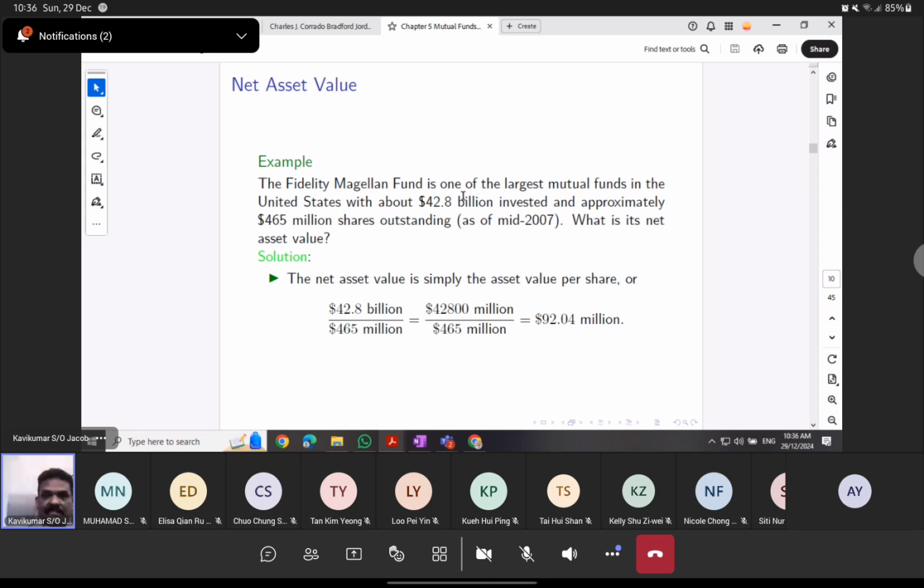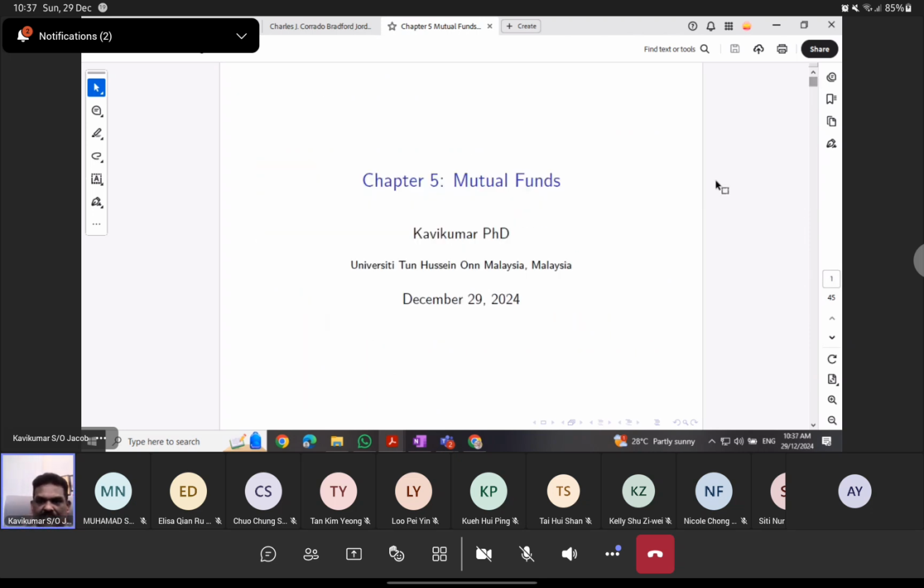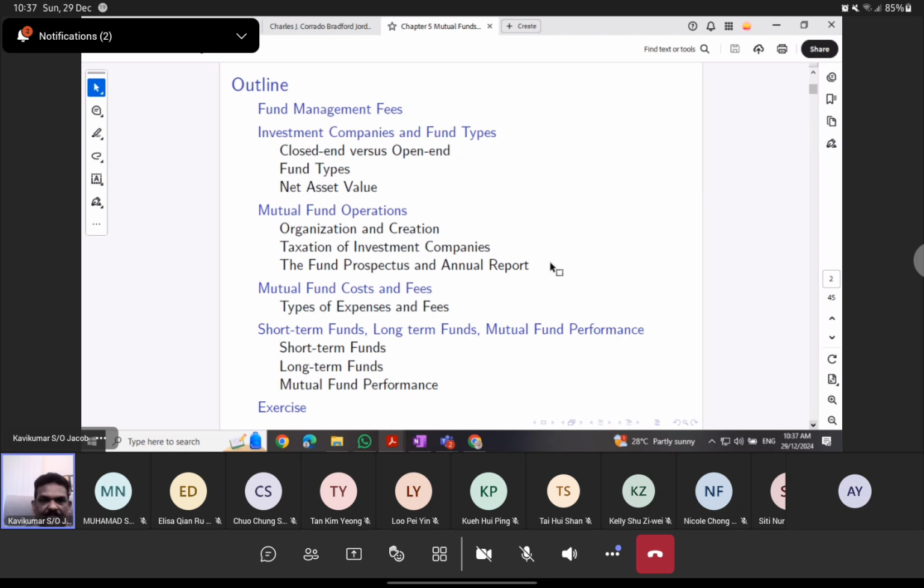Because their investment money is about 4.2 billion, and they're supposed to have some outstanding shares. Approximately, maybe they have to pay back or something like that. So the net asset value is 92.04 million. So that is the second subsection.